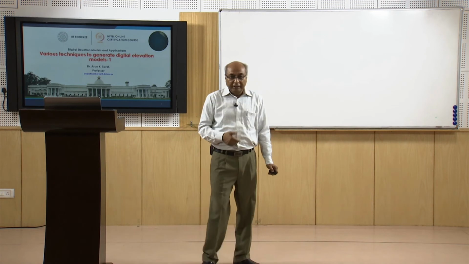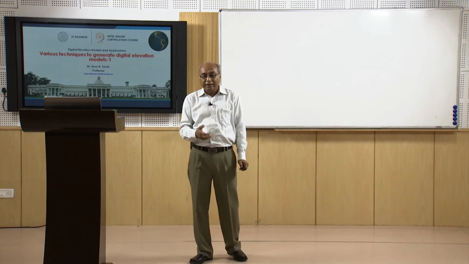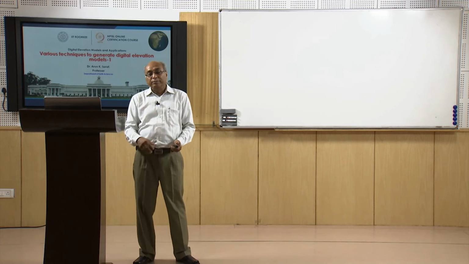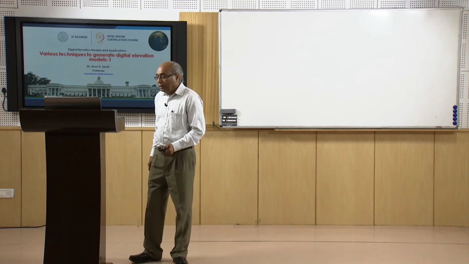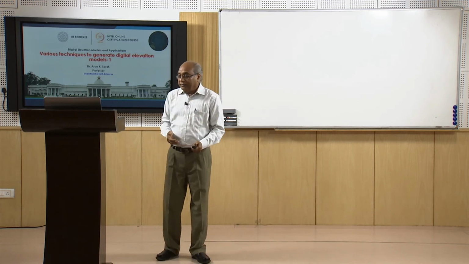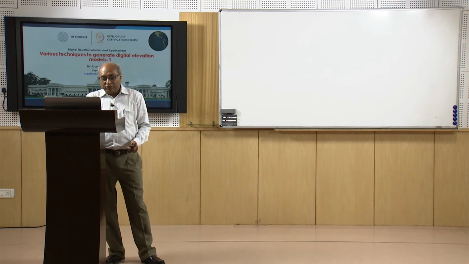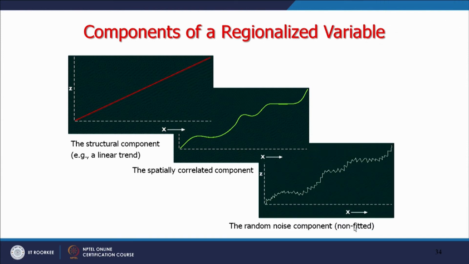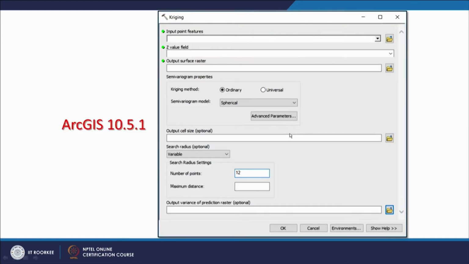having kriging. Kriging can give you an error surface, and that lets you know where the errors are while interpolation has been done. No other methods can estimate errors while doing interpolations. So, what are the components of a regionalized variable? As I have told you, the same display can be split: the structural component, then the spatially correlated component, and third is the random noise, which is a non-fitted component here. So, all these components are there in a regionalized variable.